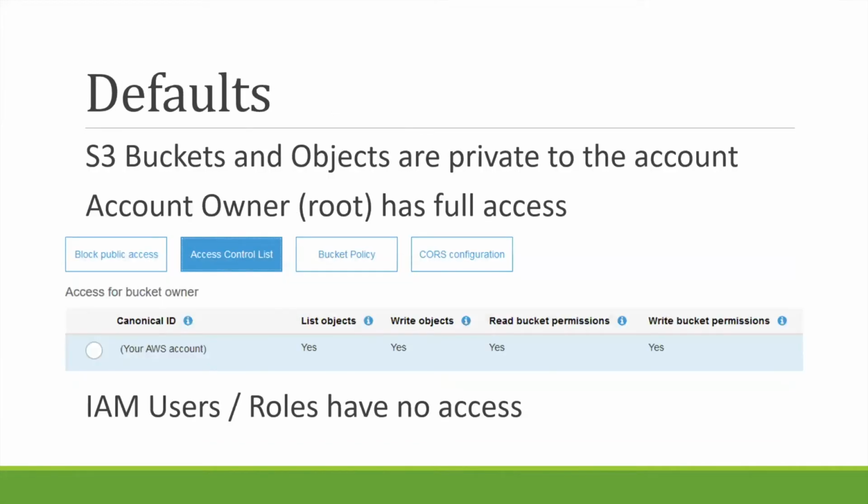By default, when you create an S3 bucket or when you add an object, these are private to the account, and the account owner has full access, but other accounts don't. The public doesn't have access. Someone has to go in and do something to make it publicly accessible. And IAM users and roles have no access to S3 by default.